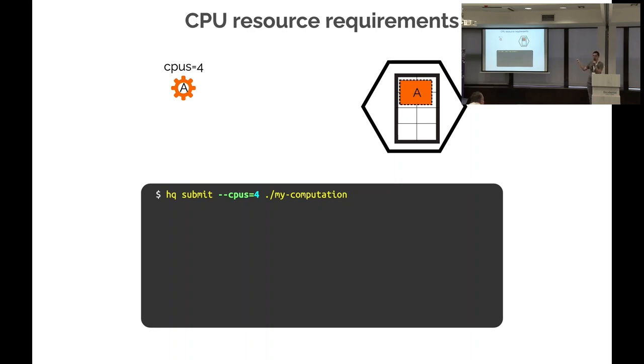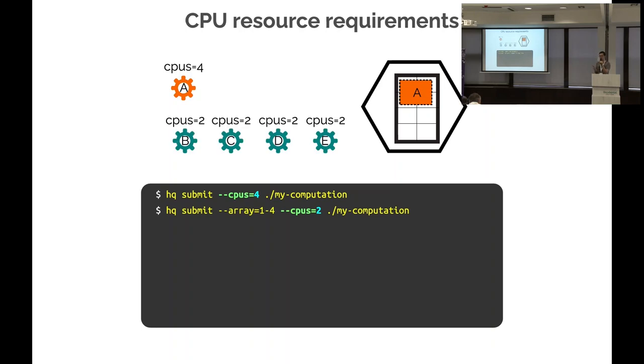And then HyperQueue will know that when it schedules and load balances this task, it will actually occupy 4 CPUs of this node. Then when I create, for example, 4 additional tasks where each of them requires 2 CPUs, HyperQueue sees that it only has 4 CPUs available. So it will schedule, for example, B and C. And then later, once A is finished, it will see, oh, again, I have resources, so it will continue with scheduling D and E. OK, so we can see that the scheduling of HyperQueue doesn't work only on the level of individual nodes, but it also works on the level of very fine-grained resources, even on the level of individual cores.